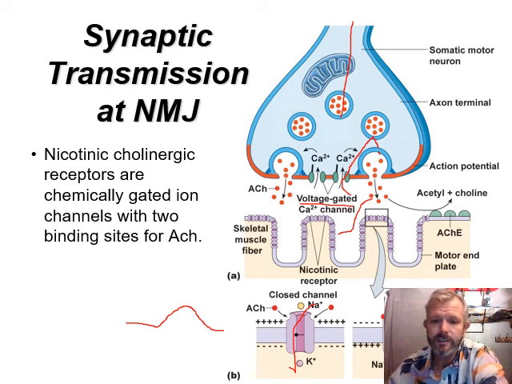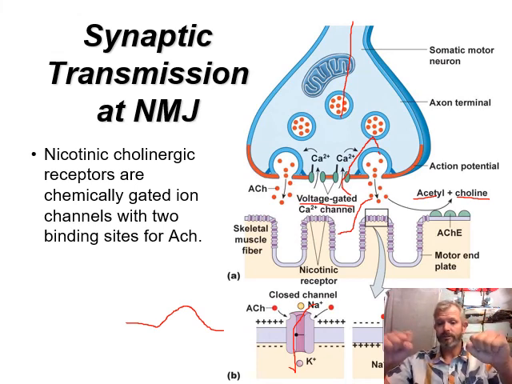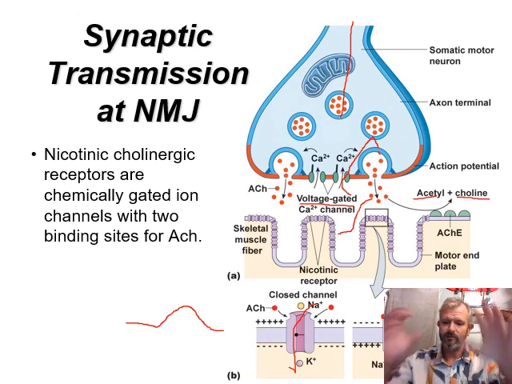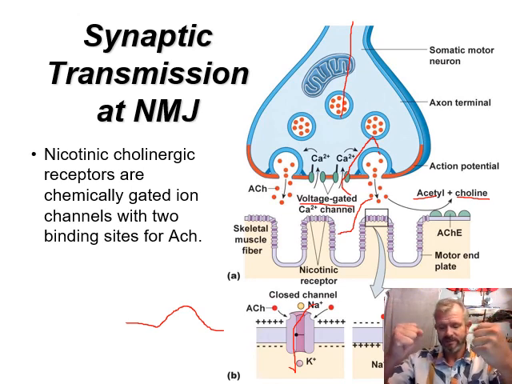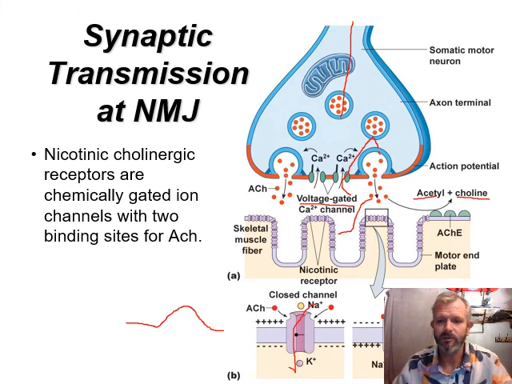Okay, and once acetylcholine is released, remember we have that acetylcholinesterase. That's that enzyme that breaks down acetylcholine into acetyl and choline. Right, because we want to be able to contract the muscle and then relax it. If we didn't get rid of the signal, we would have constant contraction of the muscle, and we don't want that.